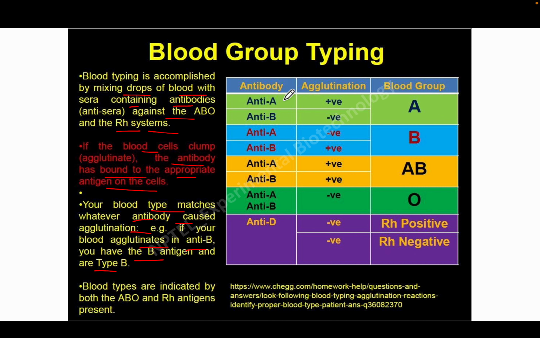So that means if your blood group is A, and you are giving anti-A, that means antibody against A, agglutination will be happening. But if you are giving anti-B, agglutination won't be happening. For blood group B, anti-B will produce agglutination. For AB, both those antibodies will give agglutination. But for O, none of those will give agglutination. Okay.